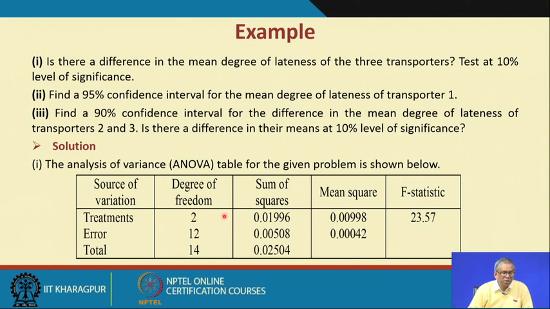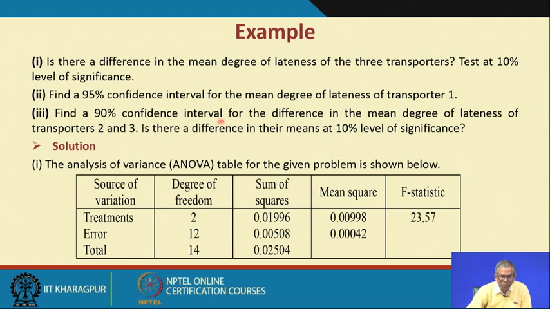Now, the question: is there a difference in the mean degree of lateness of the 3 transporters? That means 3 treatment combinations. Test at 10% level of significance. Find a 95% confidence interval for the mean degree of lateness of transporter 1. For transporter 1, you have collected data 5 times. Is it okay? So, you have a mean lateness. Now, how to determine the 95% confidence interval for the mean degree of lateness for transporter 1? Treatment 1.